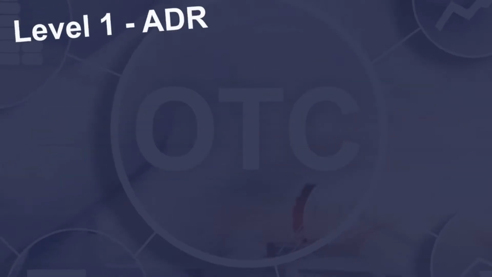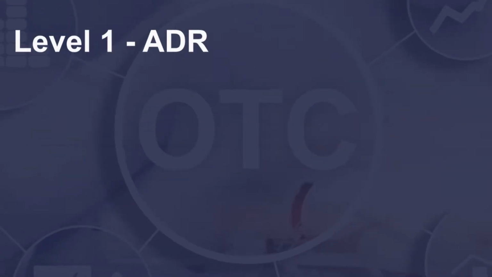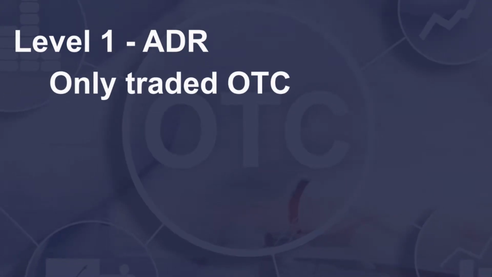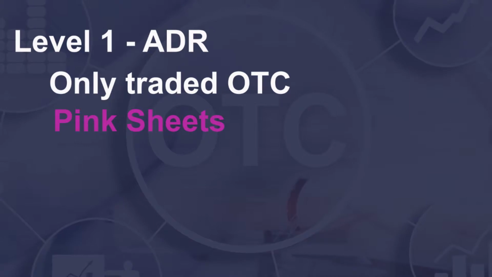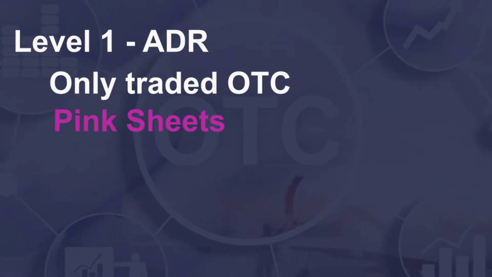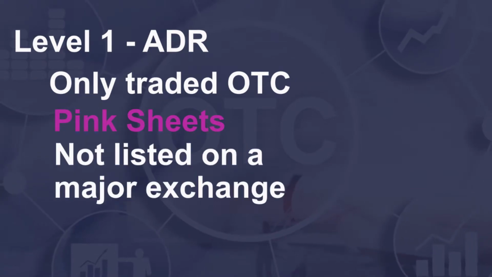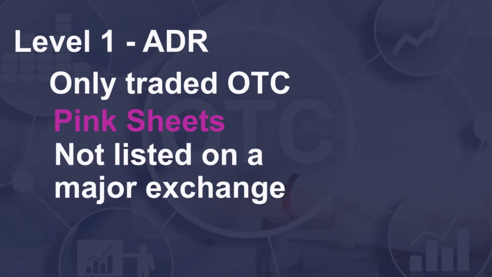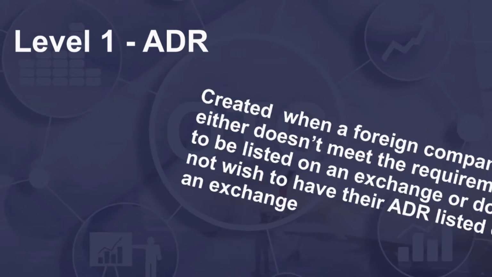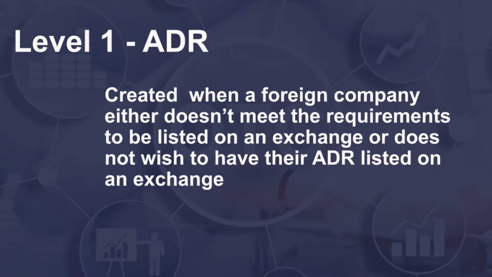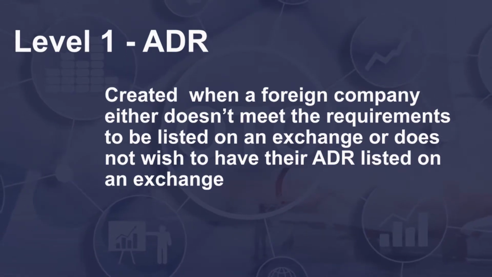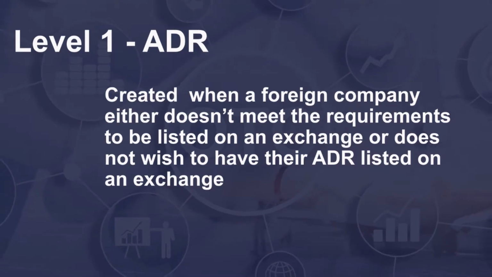A Level 1 American Depository Receipt is a very basic type of ADR. It is only traded over the counter. You may also hear the term pink sheets in relation to Level 1 ADRs. Pink sheet listings are used for stocks that trade over the counter and are not listed on a major exchange such as the New York Stock Exchange or NASDAQ. Level 1 ADRs are generally created when a foreign company either doesn't meet the necessary requirements to be listed on an exchange or does not wish to have their ADR listed on an exchange.